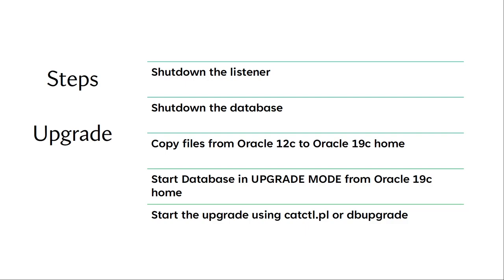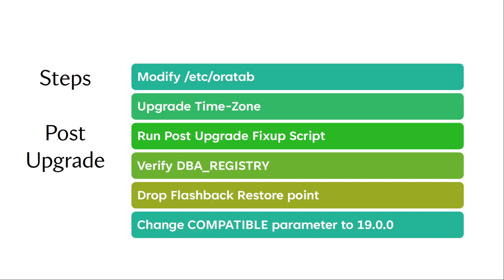We started the database in upgrade mode. When we started the database in upgrade mode, we started it from the Oracle 19c home. We did the upgrade using catctl.pl. You could have also done the upgrade using dbupgrade. Once the upgrade was completed, we modified /etc/oratab to reflect that we are in the new home. We upgraded the time zone. We ran the post upgrade fixup script. We verified the DBA registry to check all the components are upgraded. We dropped the flashback restore point. We changed the compatible parameter to 19.